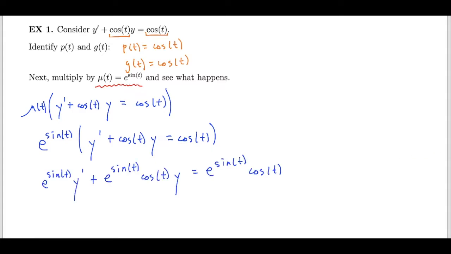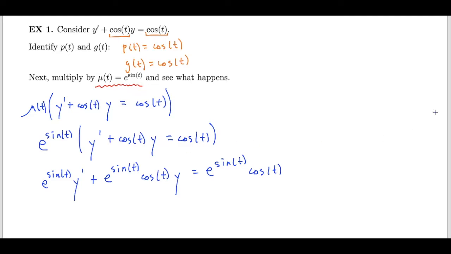Now, at this point, I will admit that it's not obvious what sort of property we're trying to identify. But I'm going to focus on the left-hand side. Let me think about the structure of the left-hand side of this differential equation. We have e to the sine of t times y prime. That kind of feels like two separate functions, e to the sine of t, and then the derivative of y. And then our second term, which we're adding, is e to the sine of t times cosine of t times y.